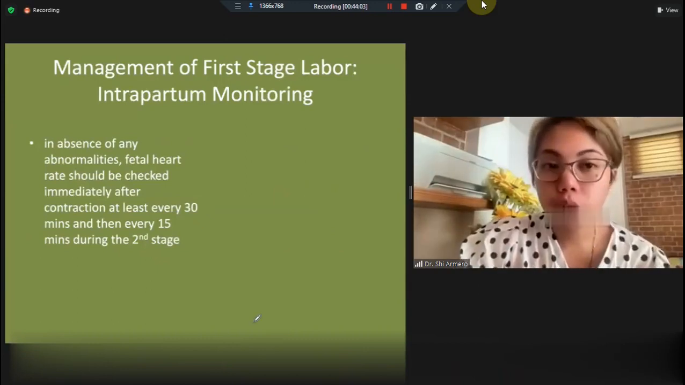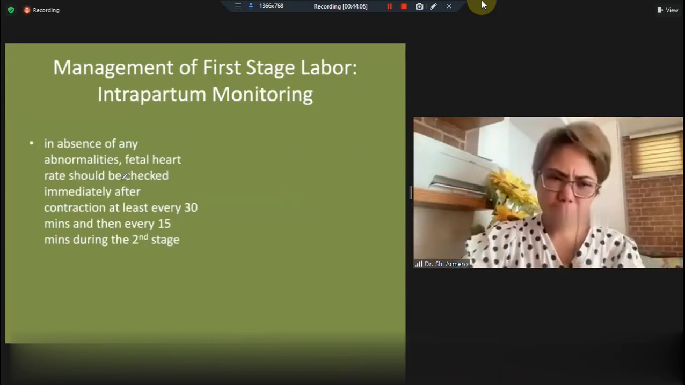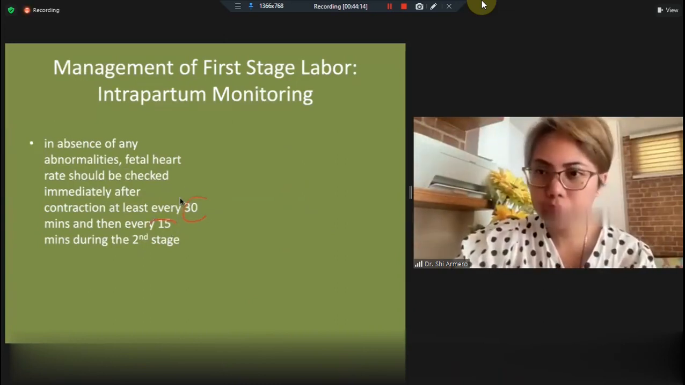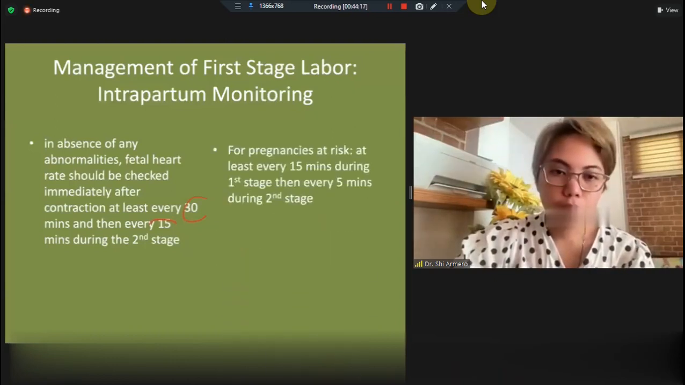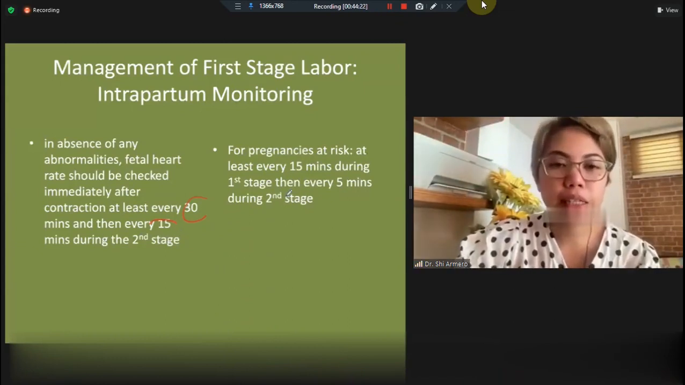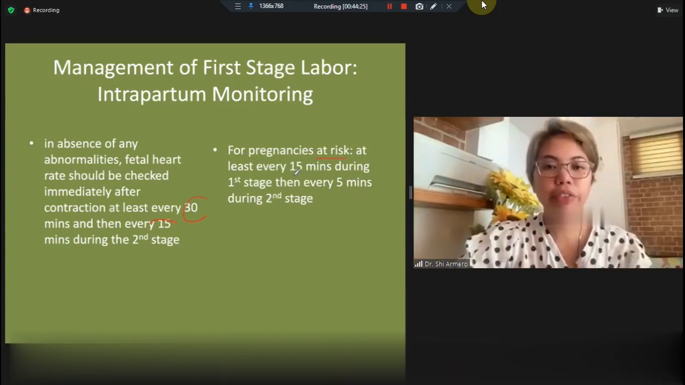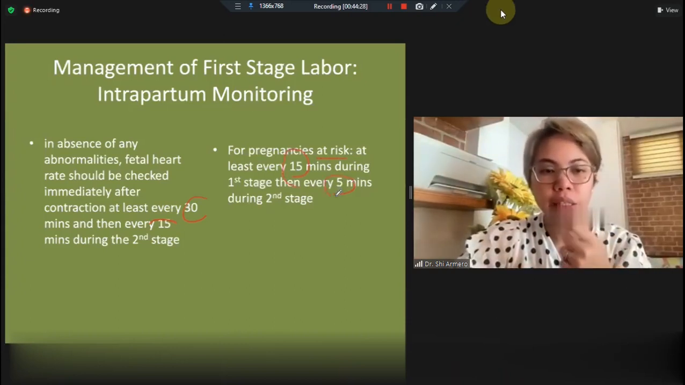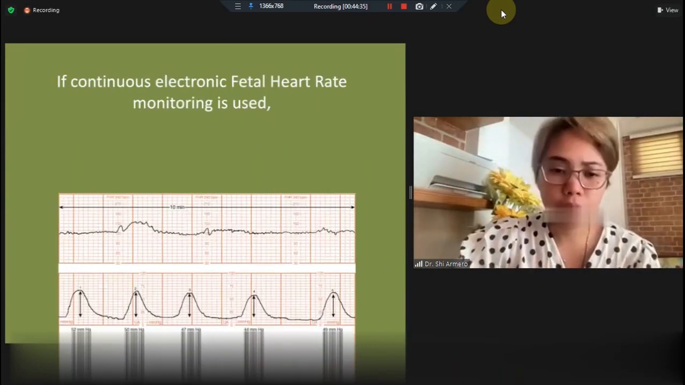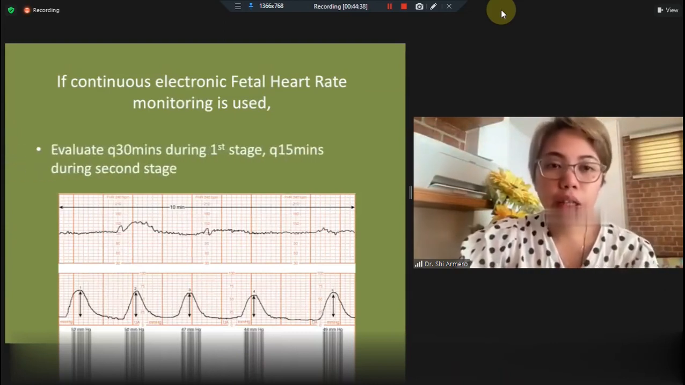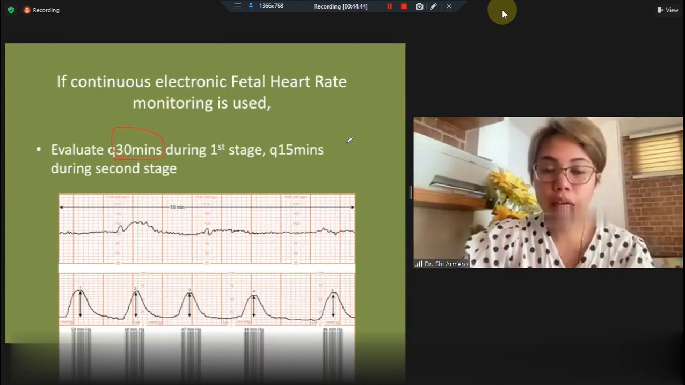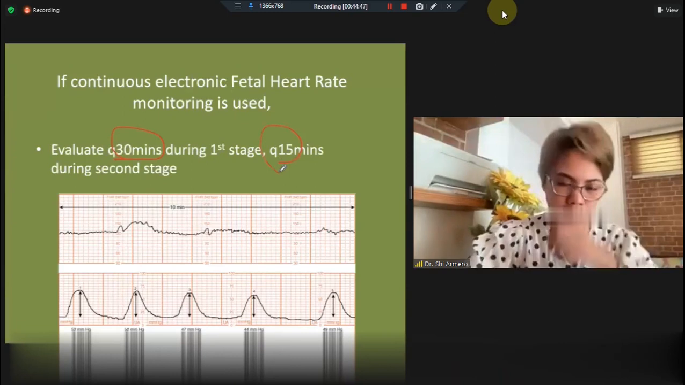So, how do we monitor a patient in the first stage of labor? In the absence of any abnormalities, low risk 30 minutes, high risk 15 minutes. Okay. Ito pala. First stage, low risk, 30 minutes and every 15 minutes in the second stage. If high risk, every 15 minutes in the first stage and every 5 minutes during the second stage. We have cardiotocograms available in our labor rooms, and if there is continuous fetal heart rate monitoring, at least evaluate every 30 minutes for low-risk patients in the first stage, ganun pa din. Tapos every 15 minutes on the second stage.